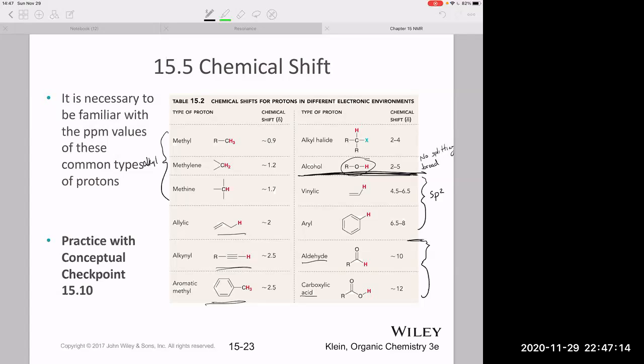Okay, but again, if you were going to memorize this list, that's fantastic. If you're going to try to just identify a few key cutoffs, this above 4 corresponding to sp2 hybridized carbons, and then above 10 corresponding to aldehydes and carboxylic acids, that's kind of the most important marker in my mind.